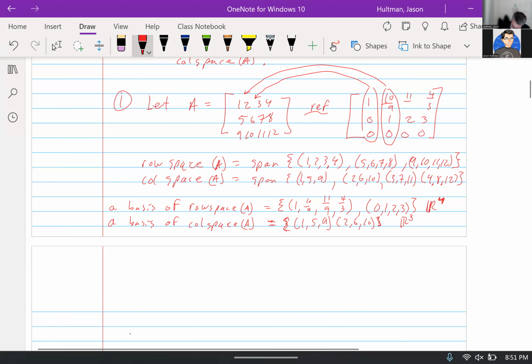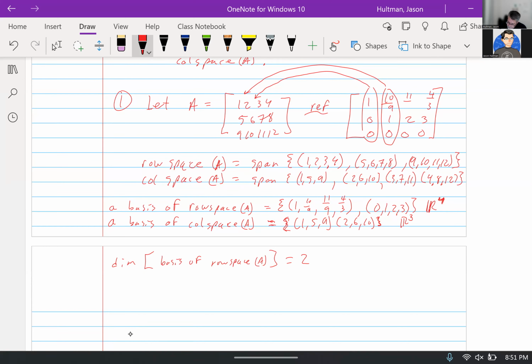What about the dimensions? The dimension of the basis of the row space of A is how many rows I have that aren't all zeros, and that's 2. So in this case, 2 vectors.